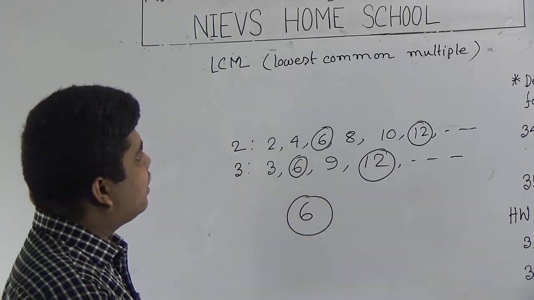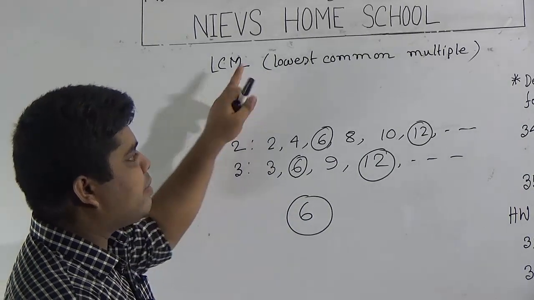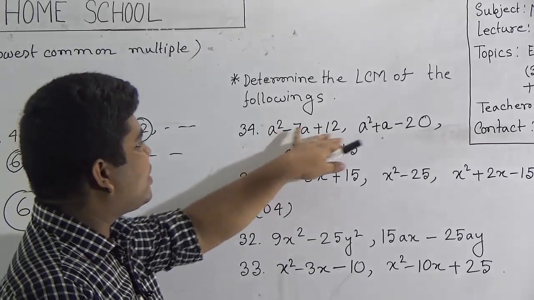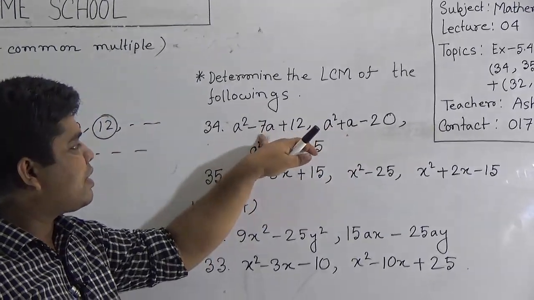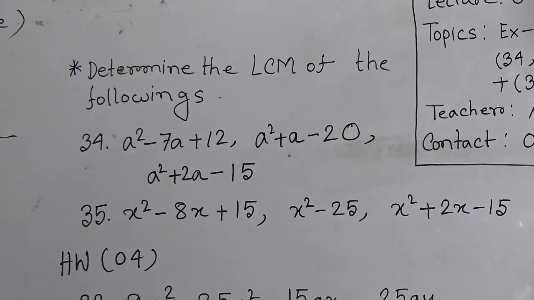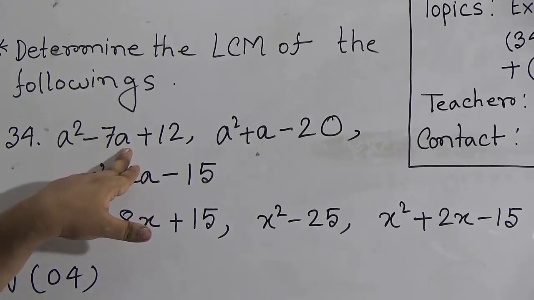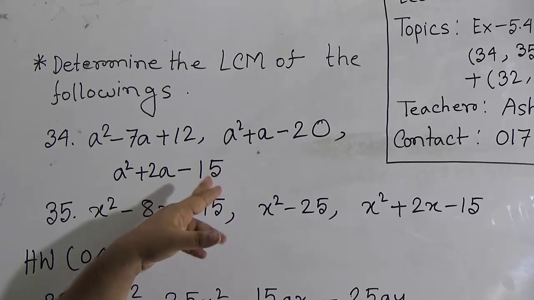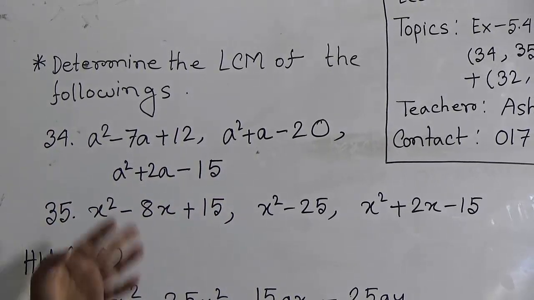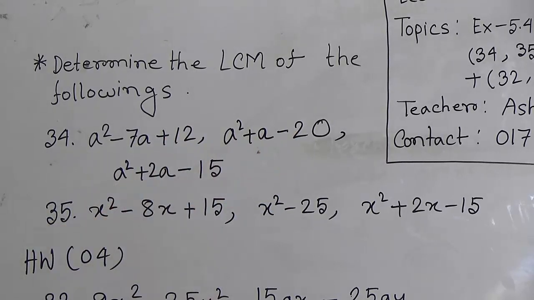Now we shall learn how to find out the LCM in algebra. That means here some expressions are given. Here first expression, second expression, third expression. How to find out the LCM? At first we resolve these three expressions into factors. Then we take common and uncommon terms from the three expressions and we get the LCM.